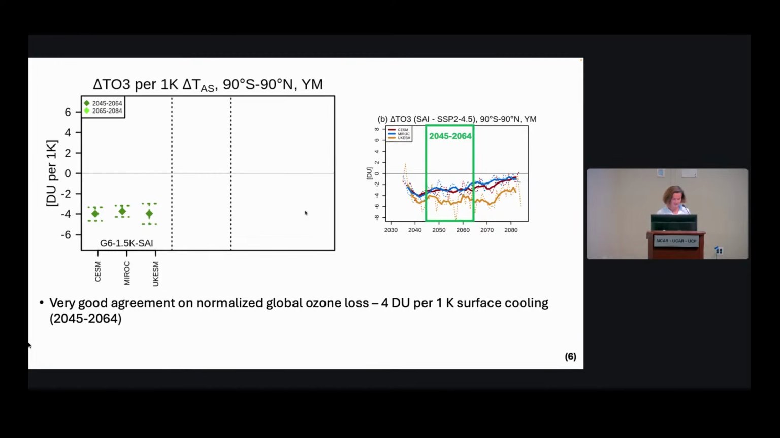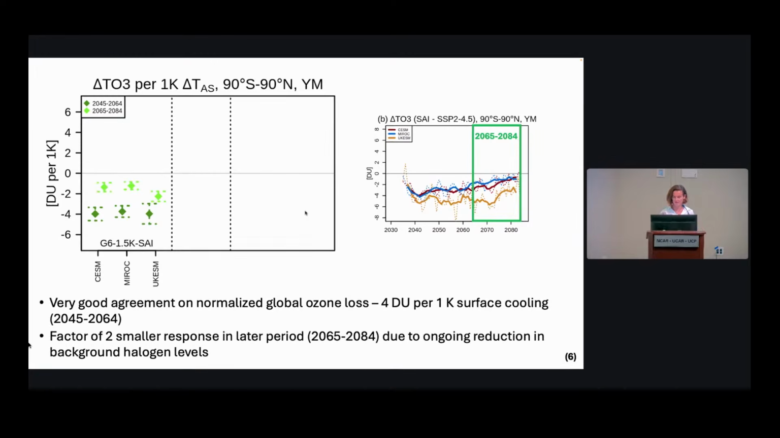Now, this was for the mid-century. I can do the same thing for the later part in the century. And what we find is that this normalized ozone loss now becomes consistently a factor of 2 smaller than earlier in the century. And this reduction in the normalized ozone loss occurs because of the ongoing decrease in background stratospheric halogen levels that are available for activation on aerosol surfaces. What that basically means is that the potential of SAI to deplete ozone decreases over the course of the 21st century. And this offsets the progressively larger SAI injections that are needed to offset the global warming and maintain surface temperatures at the target level.